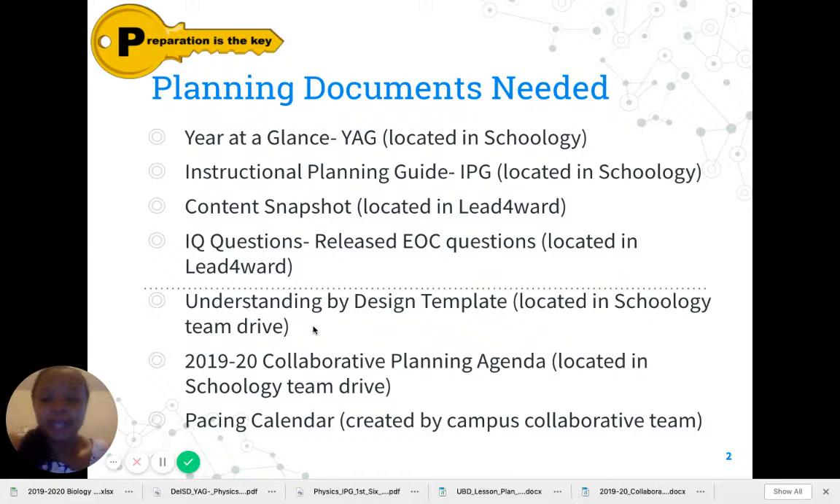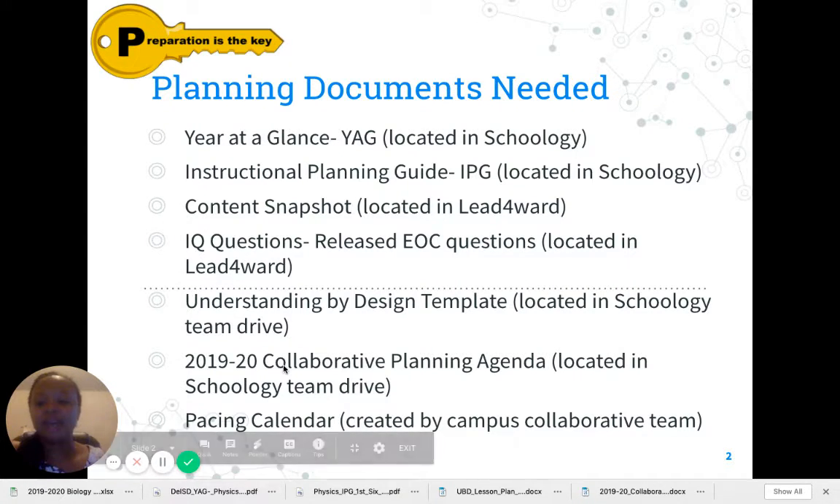Since we're using the UbD as a template for our lesson plan, we're going to grab that. We've grabbed that. And because the high school has agreed upon placing minutes for meetings in our 2019-20 collaborative planning agenda, one thing I forgot to make mention of, and this is a very important document, I do not understand why I forgot it, but I forgot to include the pacing calendar.